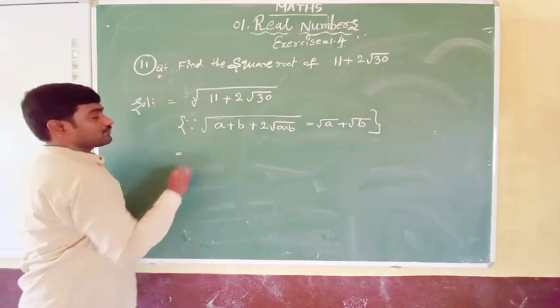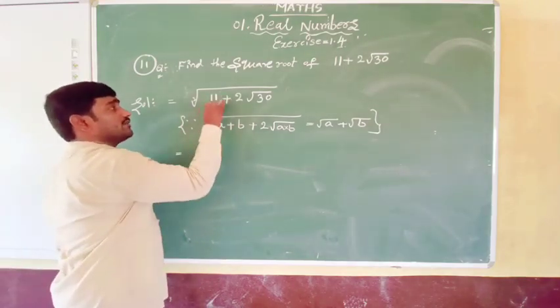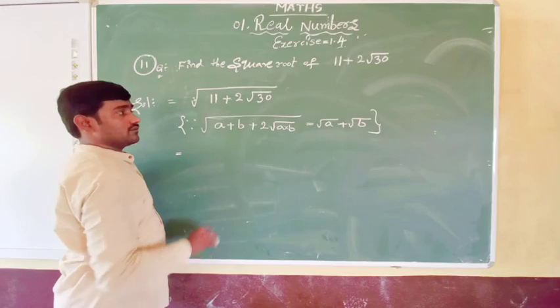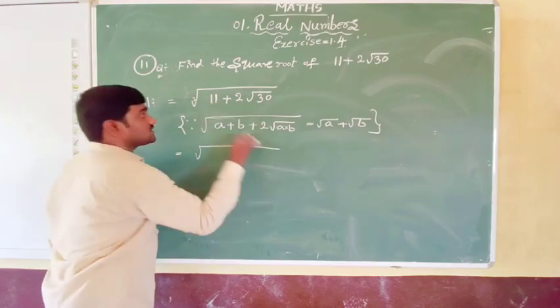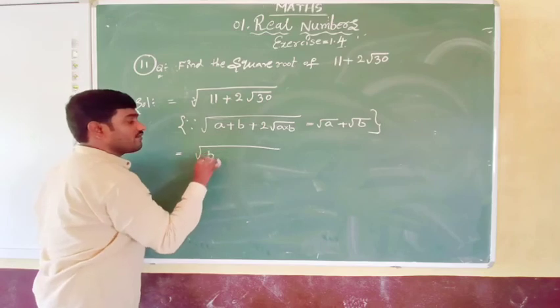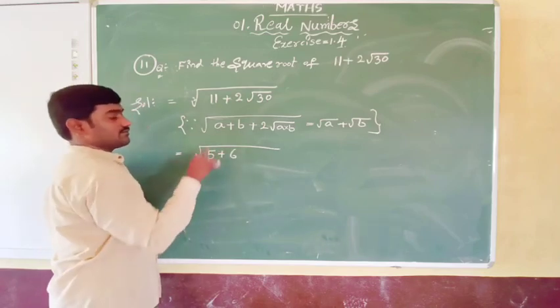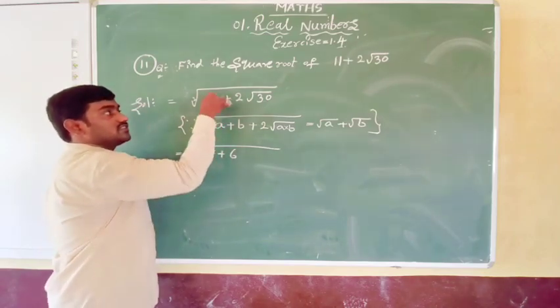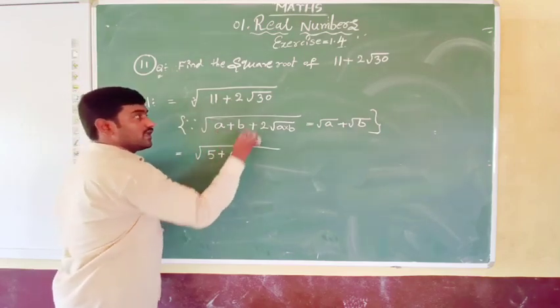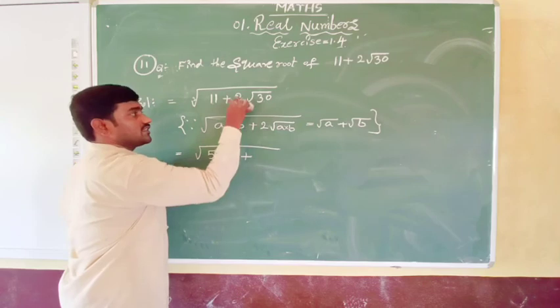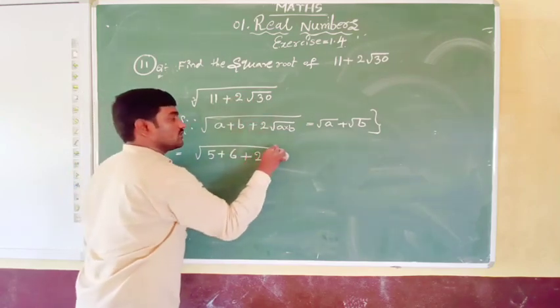How can I change? See, here there is 11, here there is a 30. So this 11 I will write as 5 plus 6. 5 plus 6 equal to 11. This 11 I change as 5 plus 6, like a plus b form. Plus, here there is a 2, here there is a 2. So we write 2 only.